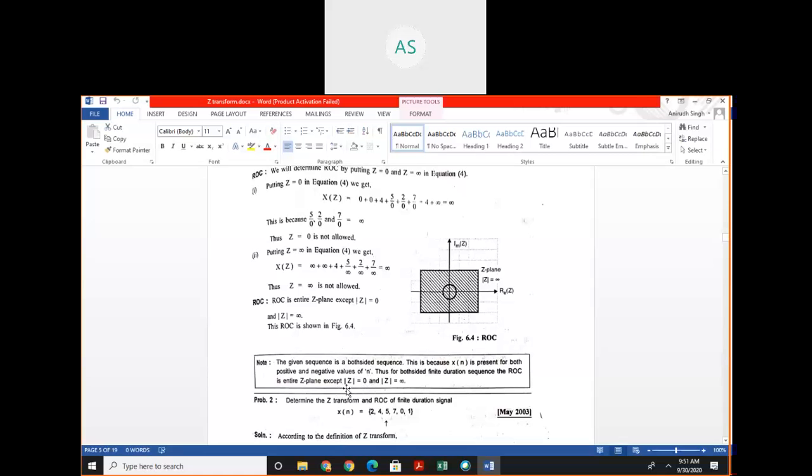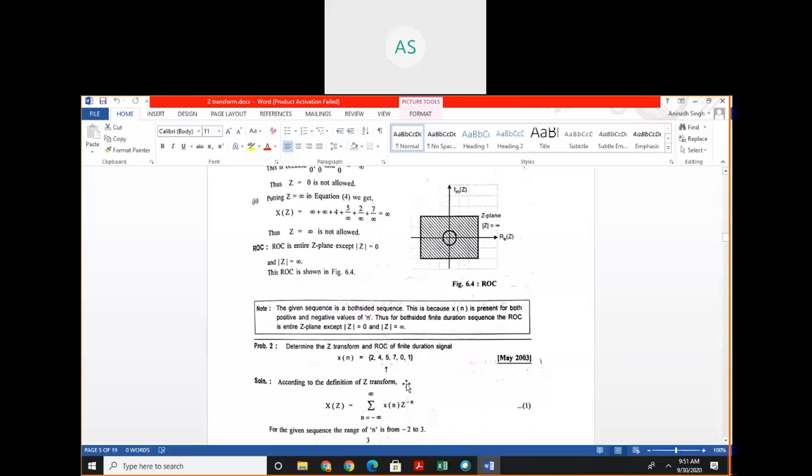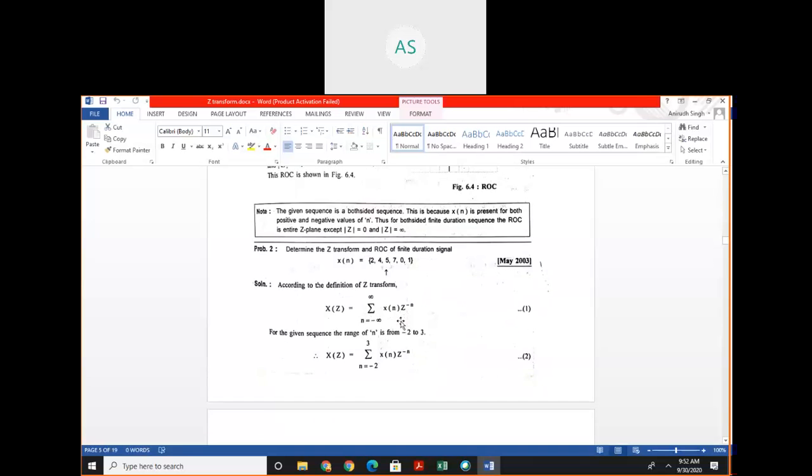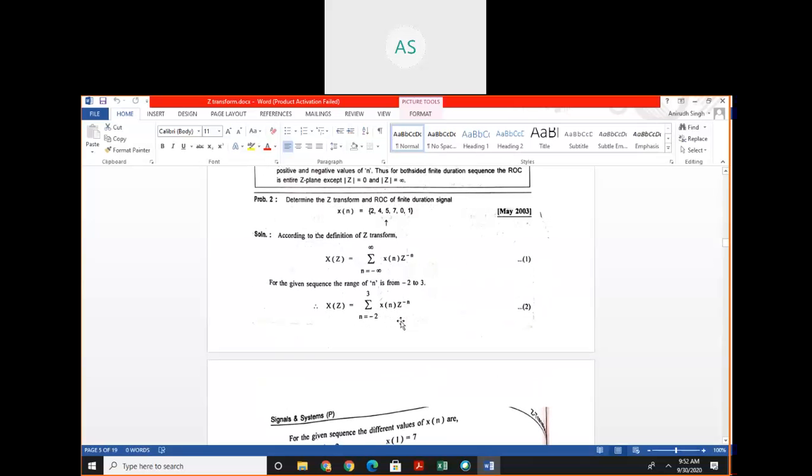Then if the given sequence is both-sided sequence, this is because x of n is present for both positive and negative values of n. Thus, for both-sided finite duration sequence, the ROC is entire z-plane except mod of z is 0 and mod of z is infinite.